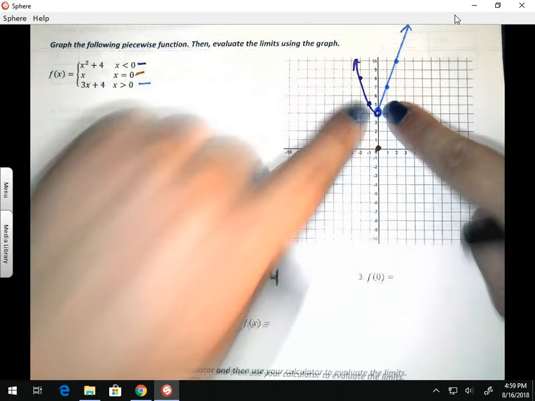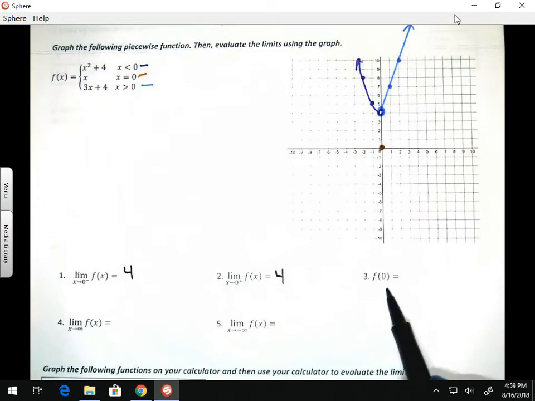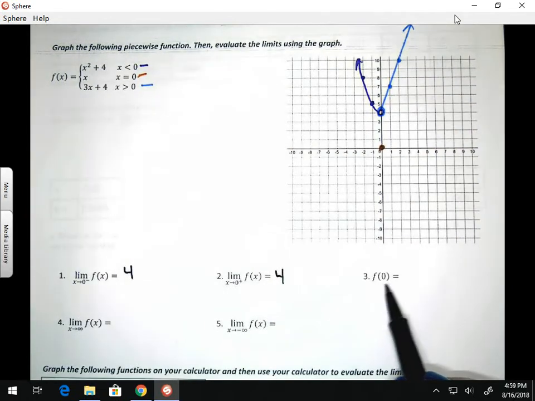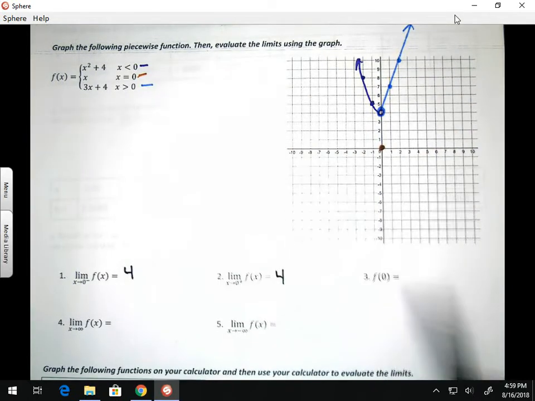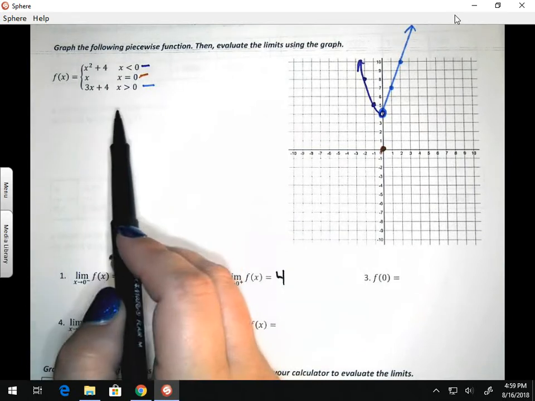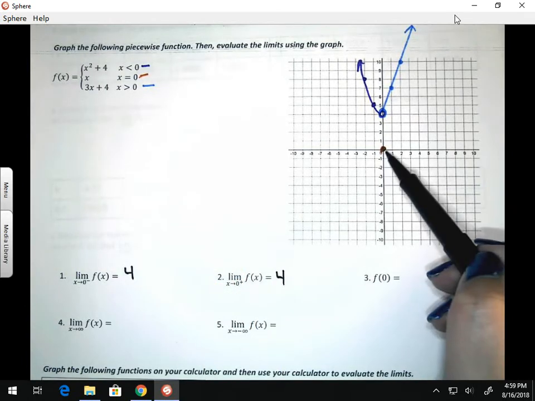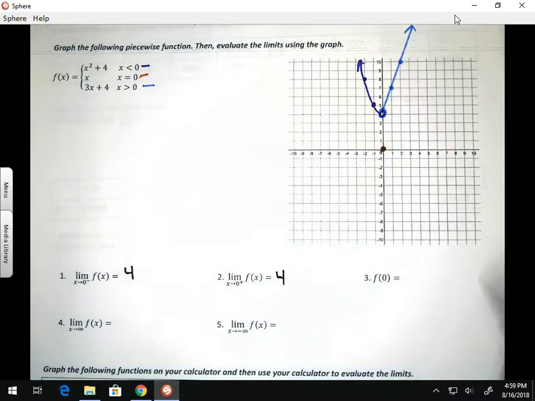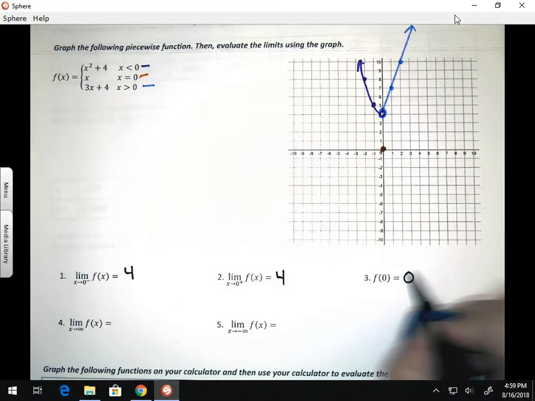This right here, though, is asking us for the function value at 0. So it's saying, hey, if I plug 0 into this function, what value do I get? And right here, that would be that orange dot, although it looks more black now, sorry. That would be that orange dot at 0.